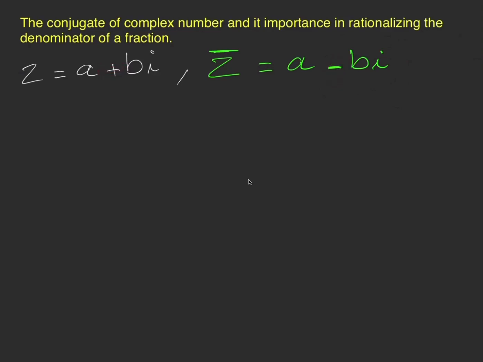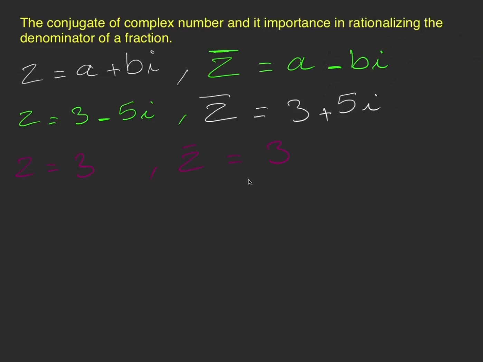For example, if we have C is equal to 3 minus 5i, therefore the conjugate is equal to 3 plus 5i. That's it. It's very simple, just change the sign. If we have, for example, Z is equal to 3, the conjugate is going to be 3 because it's still the same number.